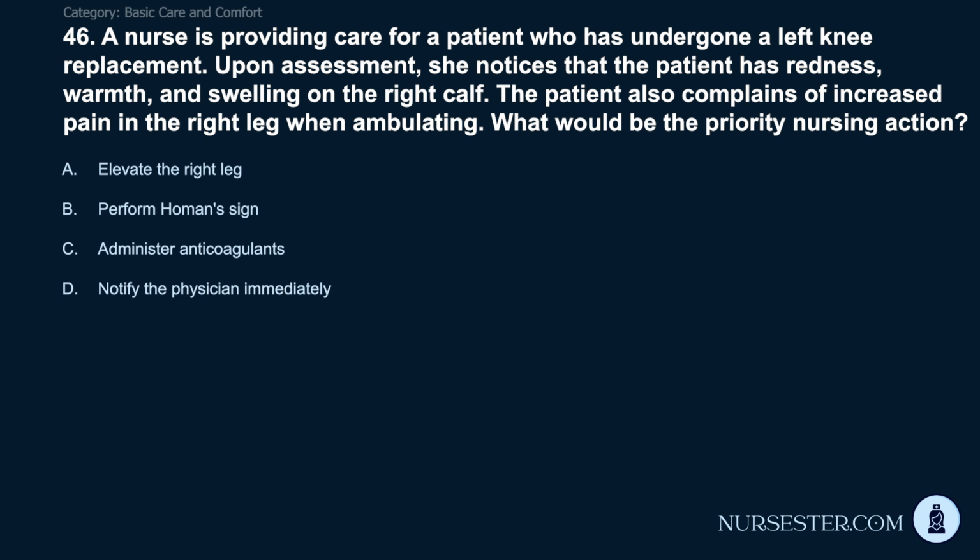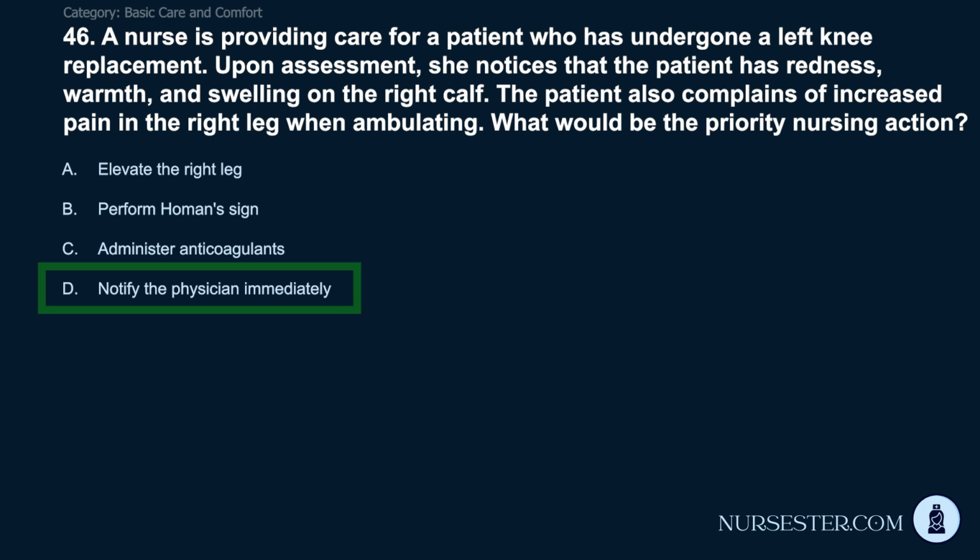46. A nurse is providing care for a patient who has undergone a left knee replacement. Upon assessment, she notices that the patient has redness, warmth, and swelling on the right calf. The patient also complains of increased pain in the right leg when ambulating. What would be the priority nursing action? A. Elevate the right leg. B. Perform Hohmann's sign. C. Administer anticoagulants. D. Notify the physician immediately.